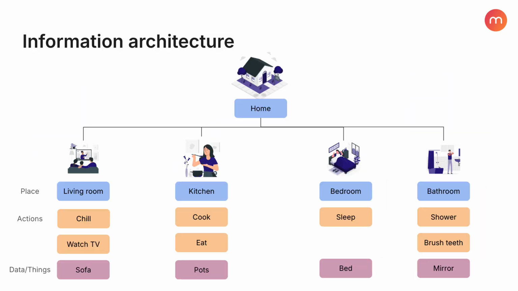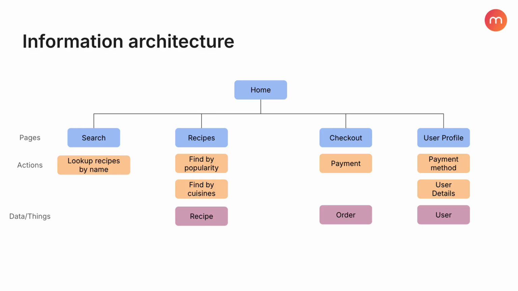So if we wanted to draw out an information architecture for a home, it might look something like this. We'd start with the main place, like the living room, where the main actions are to relax or watch TV, and the data or things would be the sofa or television. Then we'd move to the kitchen, where the actions are cook and eat, and the things are pots and utensils. In the bedroom, the action is to sleep, and the thing is the bed. And in the bathroom, the actions are shower and brush teeth, and the things are the sink and mirror. Each space has its own function, actions and items, but together they form a clear, connected structure.